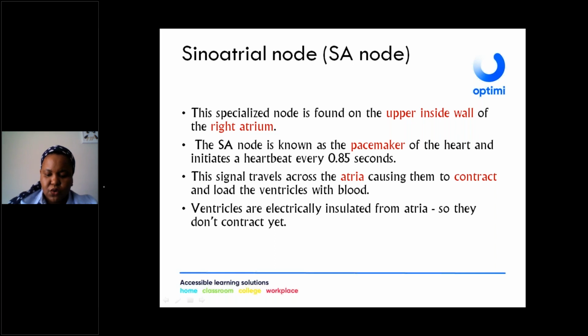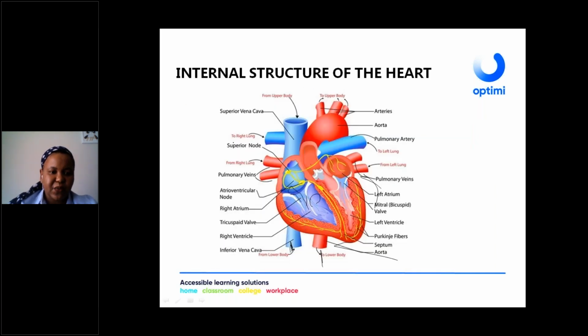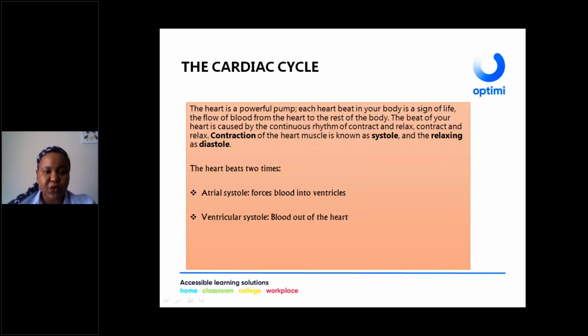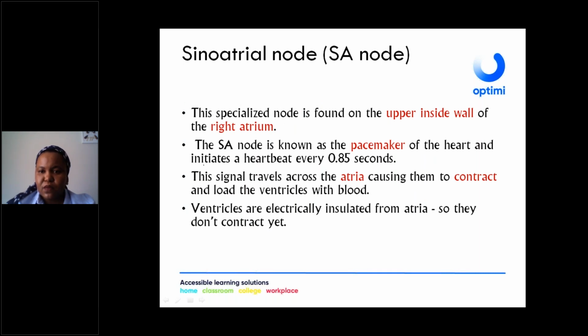So in our internal structure, we saw that there was a sinoatrial node, also called the SA node, and we have an atrioventricular node. Let's see what role they play. The SA node is found on the upper inside wall of the right atrium. Please take note, it is found on the right atrium. It is the pacemaker of the heart, and it initiates a heartbeat every 0.85 seconds.